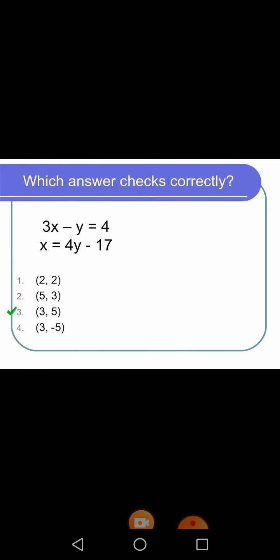Okay, I want you to check your answer here. Solve it along and check if your answer is right or not.